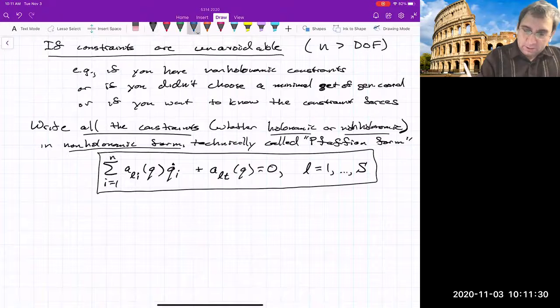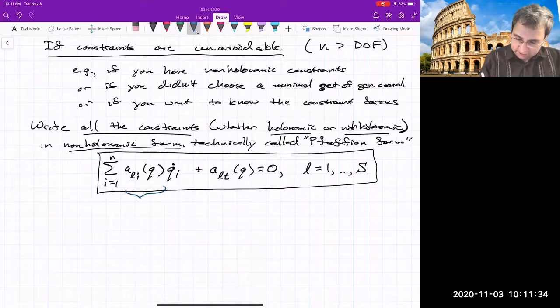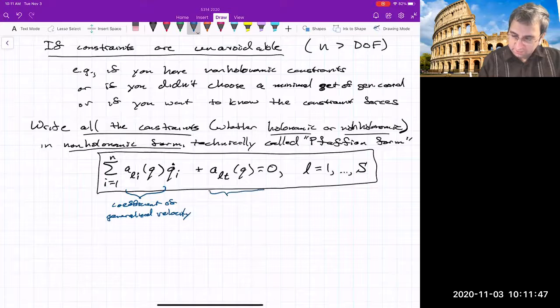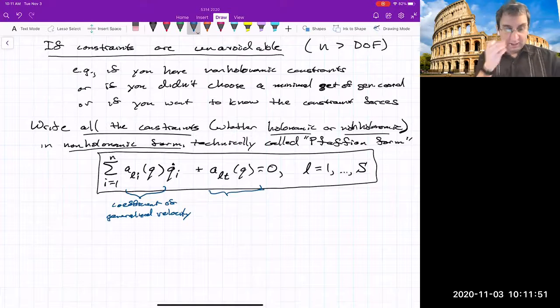So yeah, this a_li is a coefficient of the generalized velocity. And even though there's a t here, this thing might not be a function of t. This is just the traditional way it's written. So this is any term that's not a coefficient of a generalized velocity.